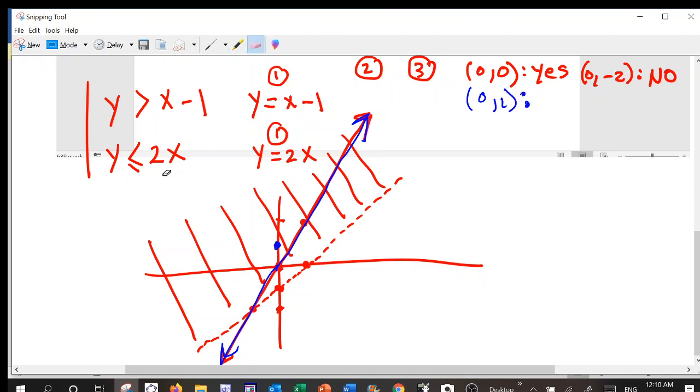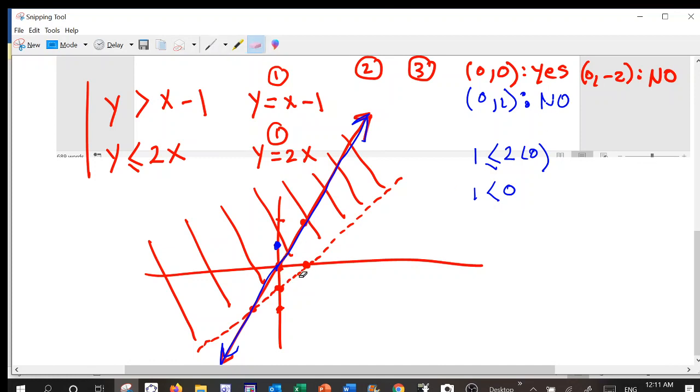Well, we have to put it here. So if I put 1 for y, is it less than or equal to 2 times 0? Well, is 1 less than 0? No. So that doesn't work. So that's a no.